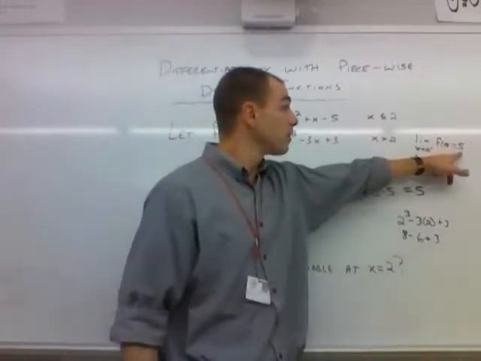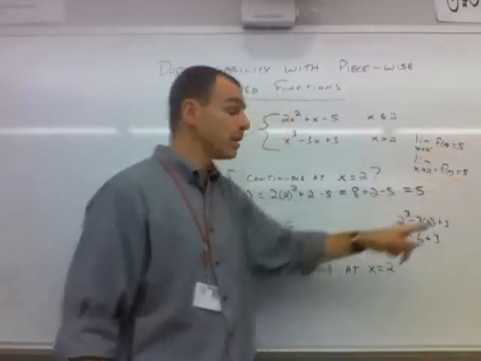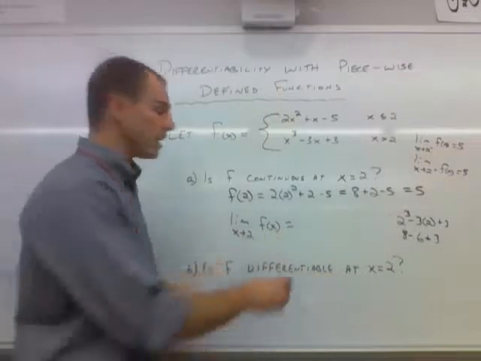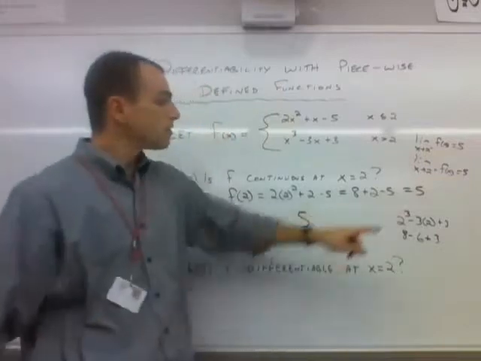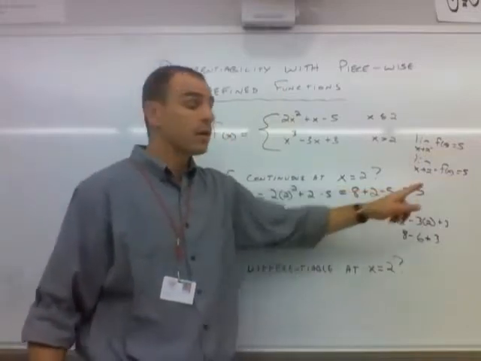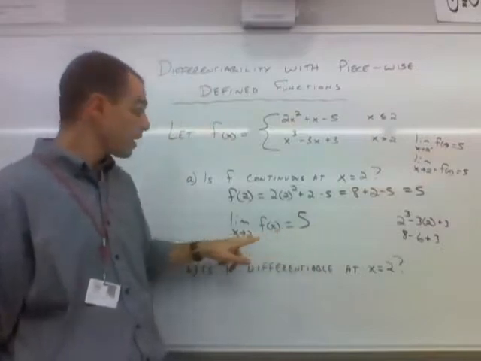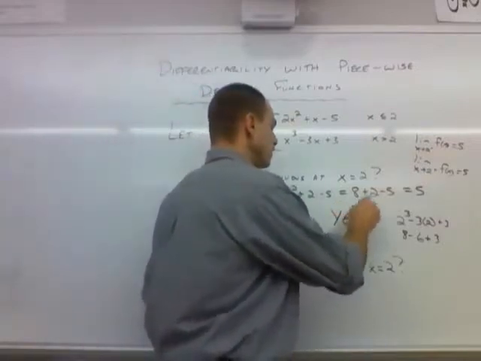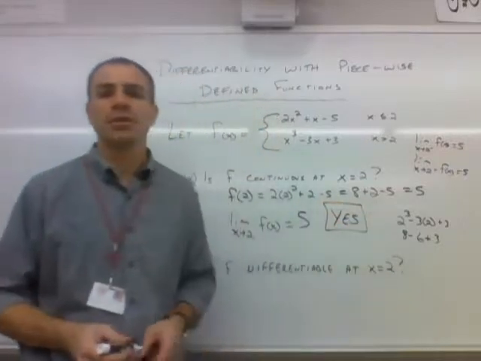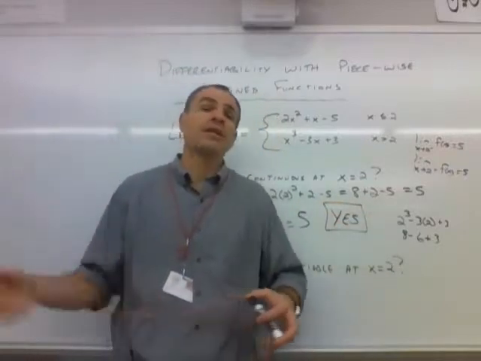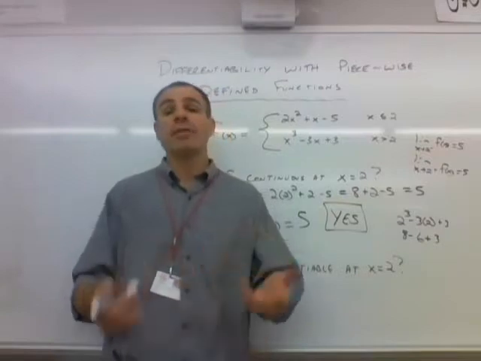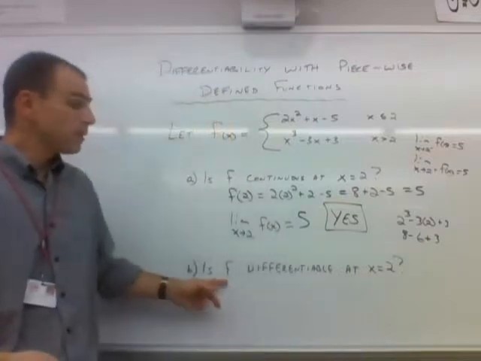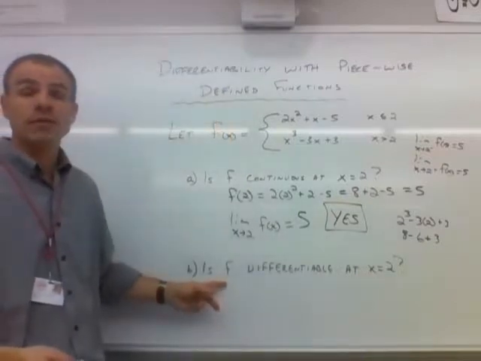So since the limit from the left is the same as the limit from the right, that means that the limit exists and it's equal to that number. Since the function's value is 5, and the limit's value as x approaches 2 is 5, then we can say yes, the function is continuous at x equals 2. Now that's a review. We did that a long time ago. But now we have a new question. Is the function differentiable at x equals 2?